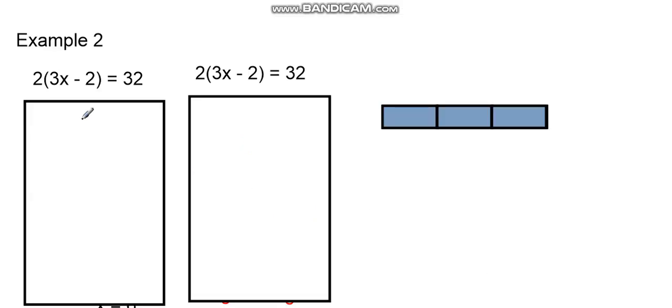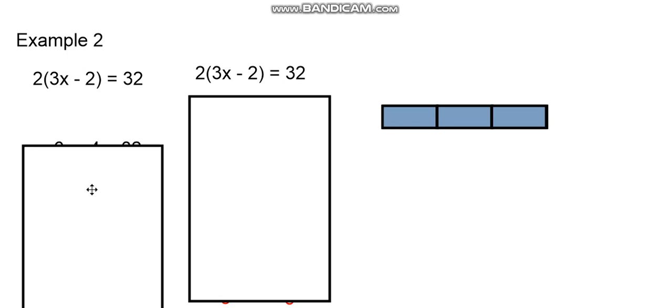So this time we've got 3x minus 2 that we're looking at. So exactly as we did before, we're going to start by multiplying the brackets out. So we've got 2 times 3x is 6x, and 2 times negative 2 is negative 4. So we've got 6x minus 4 equals 32.